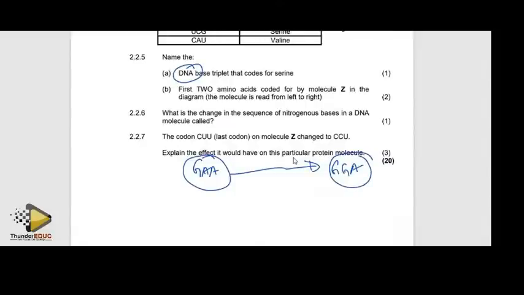It's like having two names: I call you with the first name, you say yes, sir. I call you with the second name, still you say yes, sir. But if I call you with a different name, you won't say yes, sir, because that is a different person. So if this codes for the same amino acid as this, the protein will remain the same. But if this codes for a different amino acid, then the protein will change.